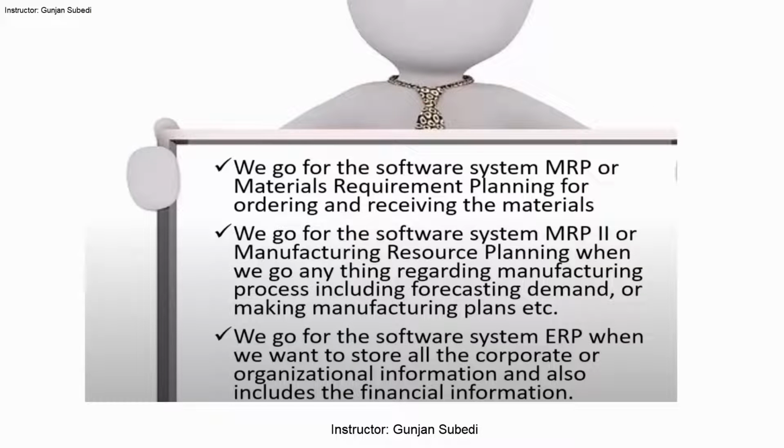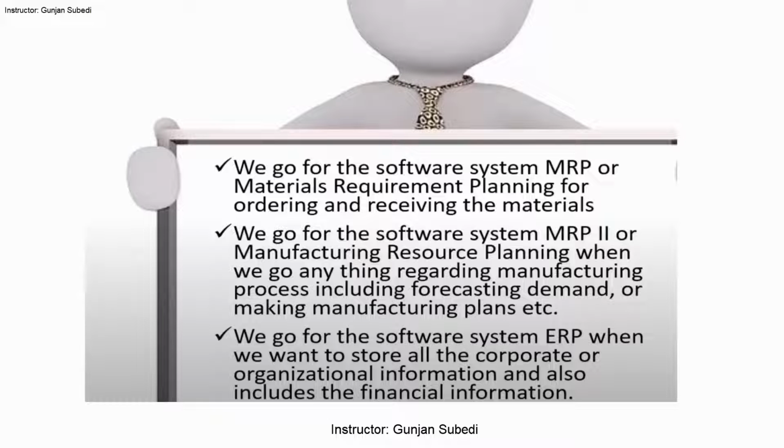So what's the basic difference between all these systems? I'll make it quick for you. We go for the software system MRP, or Materials Requirement Planning, for ordering and receiving the materials. We go for the software system MRP2, or Manufacturing Resource Planning, when we want to do anything regarding the manufacturing process, including forecasting demand or making manufacturing plans, etc.